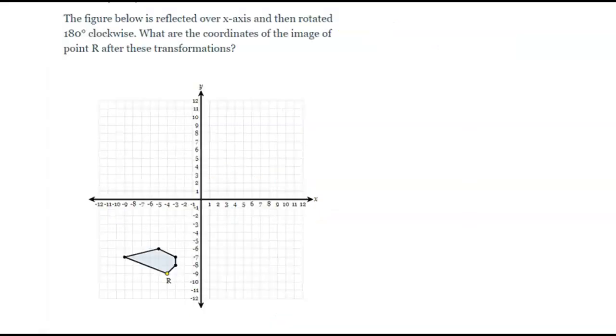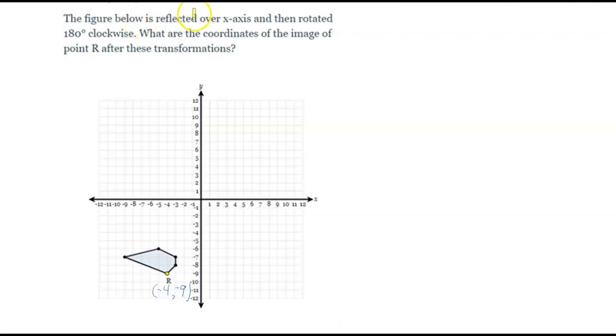Okay, let's look at another example. The figure below is reflected over the x-axis, then rotated 180 degrees clockwise. What are the coordinates of the image of the point R after these transformations? So once again, we are just focusing on point R. Okay, so let's look at the coordinates because if I know I'm focusing on one point, sometimes it's good to have those. So I'm just going to identify that first at -4, -9, just in case I need it later.